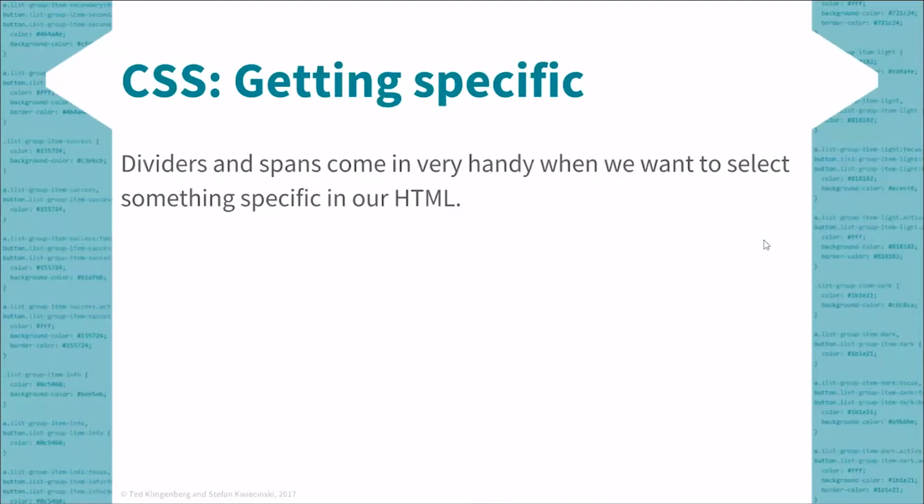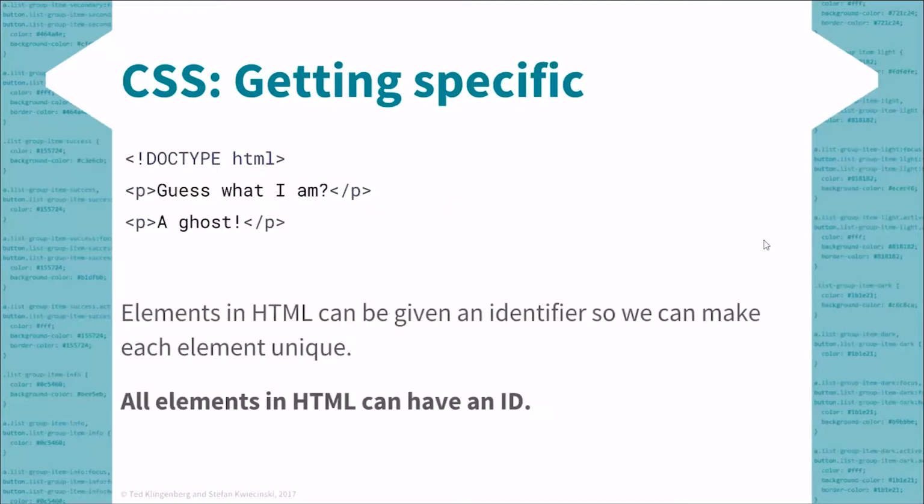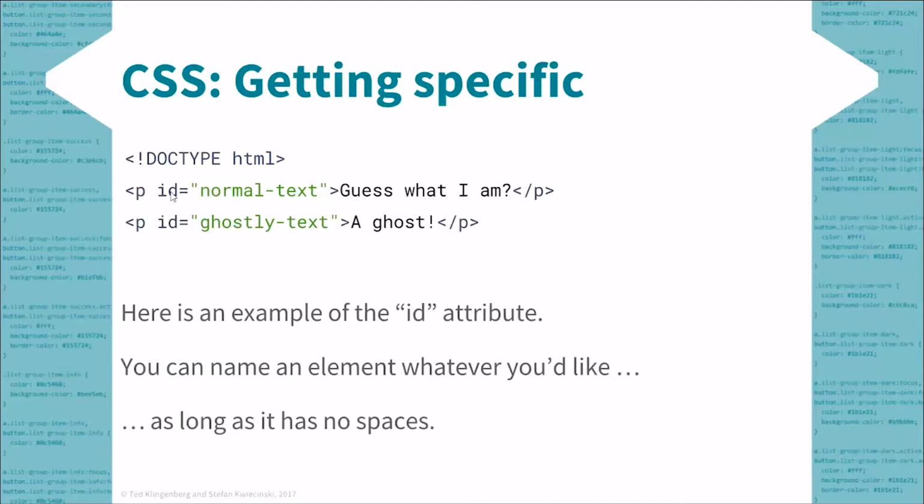So these dividers and spans, they come in very handy when we want to select something specific in our HTML. So let's go ahead and do an example. Right here we have our document preamble, and then we have two paragraphs. So we can give these elements an ID, and the ID just sort of looks like this. It's just an attribute on the paragraph tag, but we can use the ID on any HTML element that we want, and it's just ID, and that's the identifier for this element. You can see here that I set this one to normal text and this one to ghostly text.